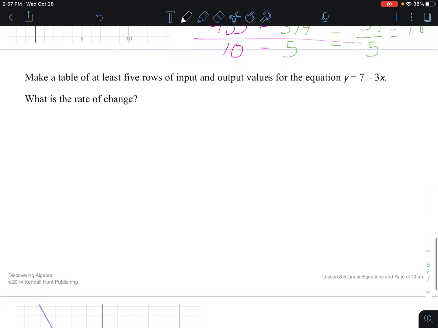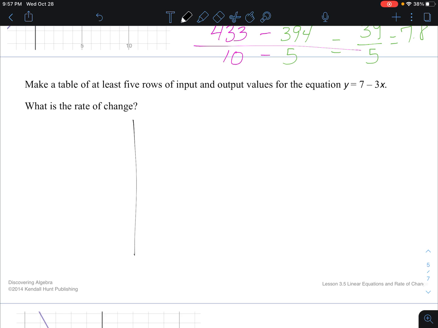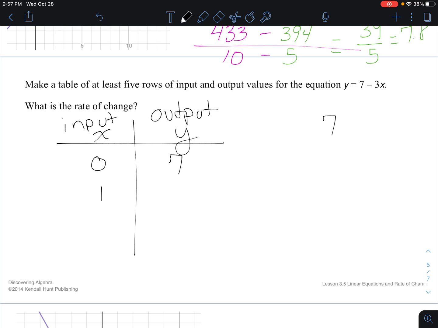So here, if I was to make a table, right, so my input will be my x, my output is my y. And if I pick a few values, let's go with 0 here. When I substitute 0 in for x, I'm going to have 7 minus 3 times 0, which will be 0, so I get 7. If I put 1, then I'm going to do 7 minus 3 times 1, which is 7 minus 3, which is 4. Maybe I'll do negative 1. And then I can just change this to a negative, which makes this a positive. And then I would have 10.